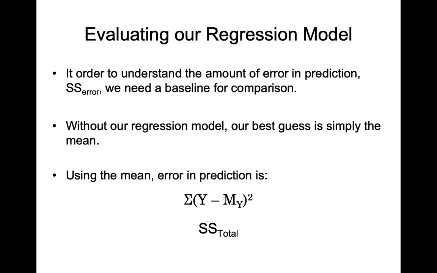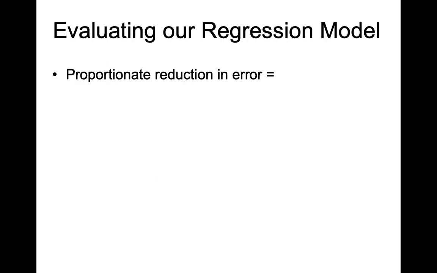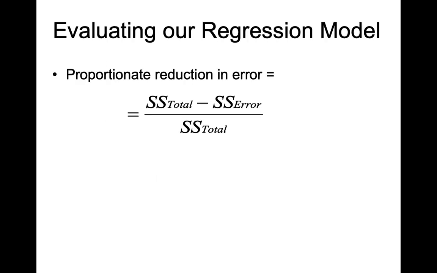Okay, so in more general terms, the total amount of variability in Y represents the total amount of error that we could have. Okay, and that's what we would have when we use the mean. So can we do better? You'll notice from this equation that we will have some error with our regression model. And the more error we have, the less we reduce our total amount of error.